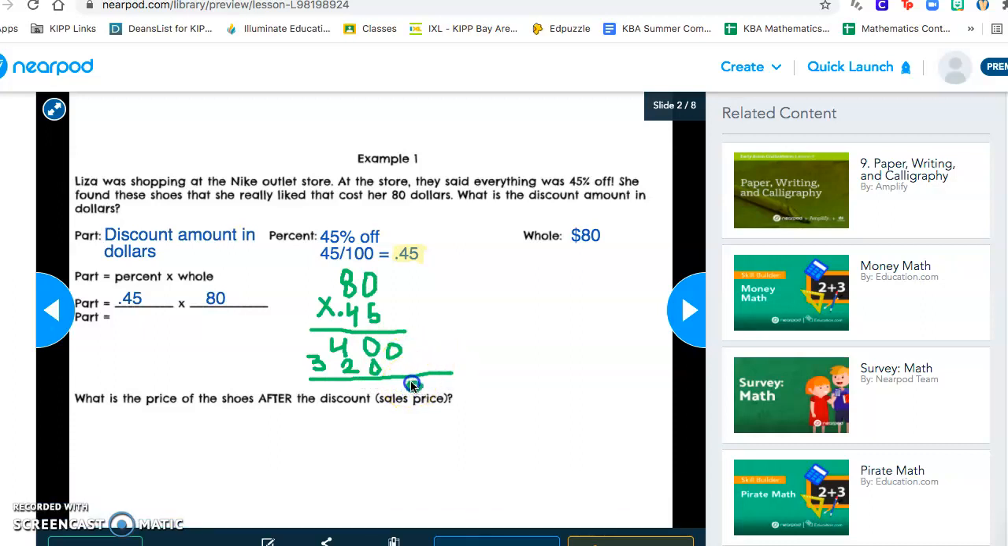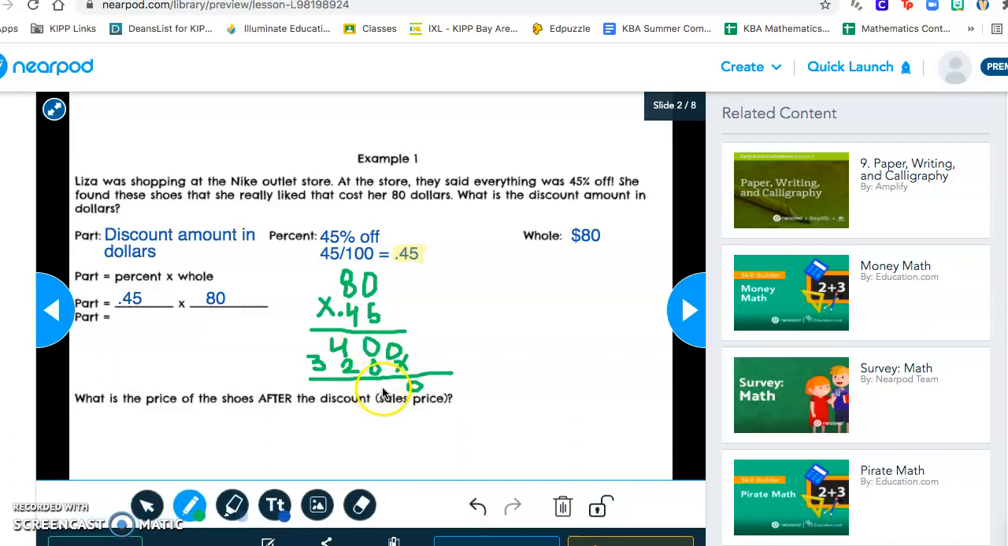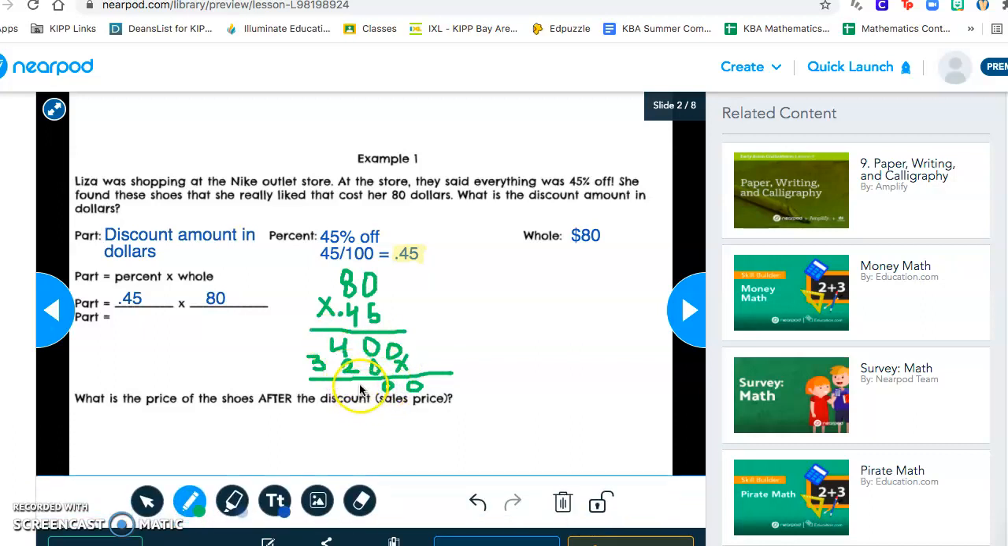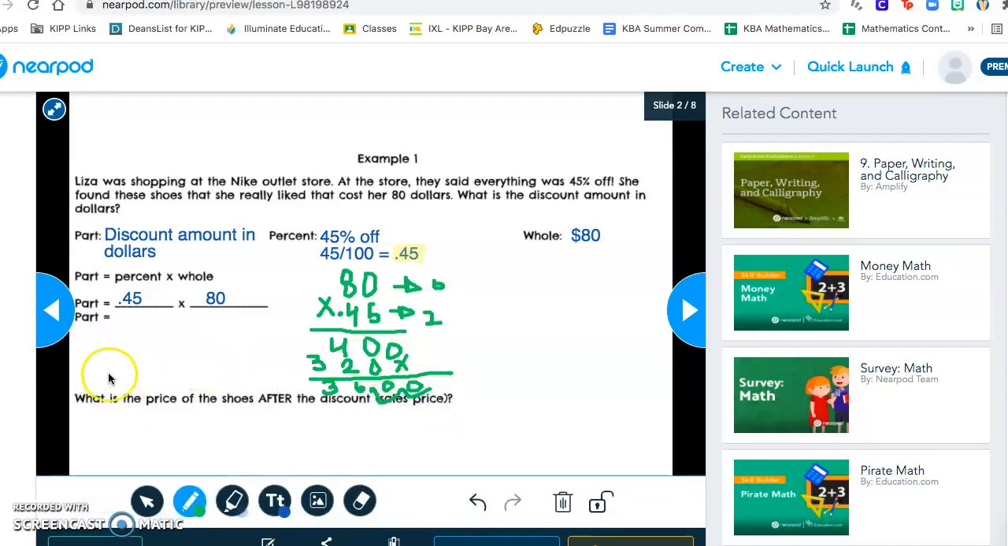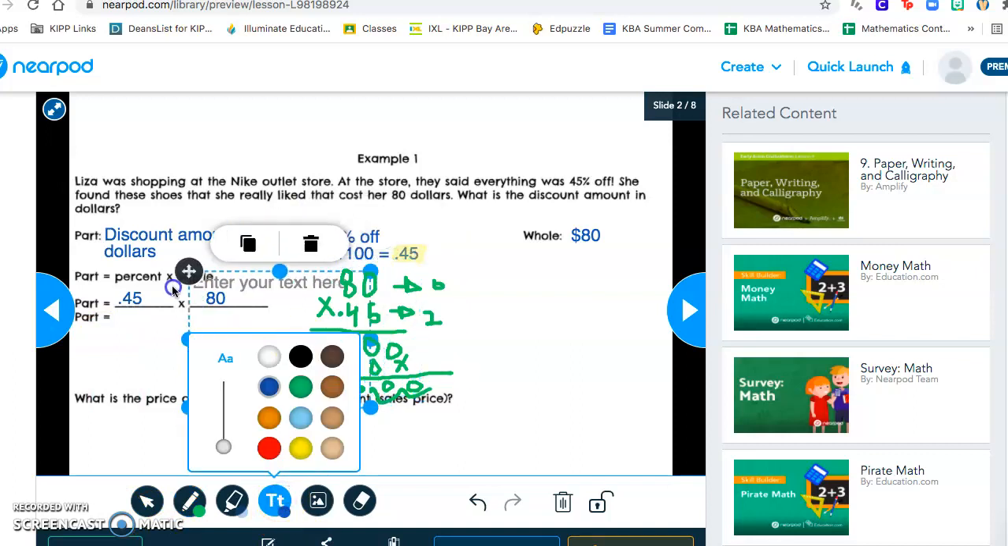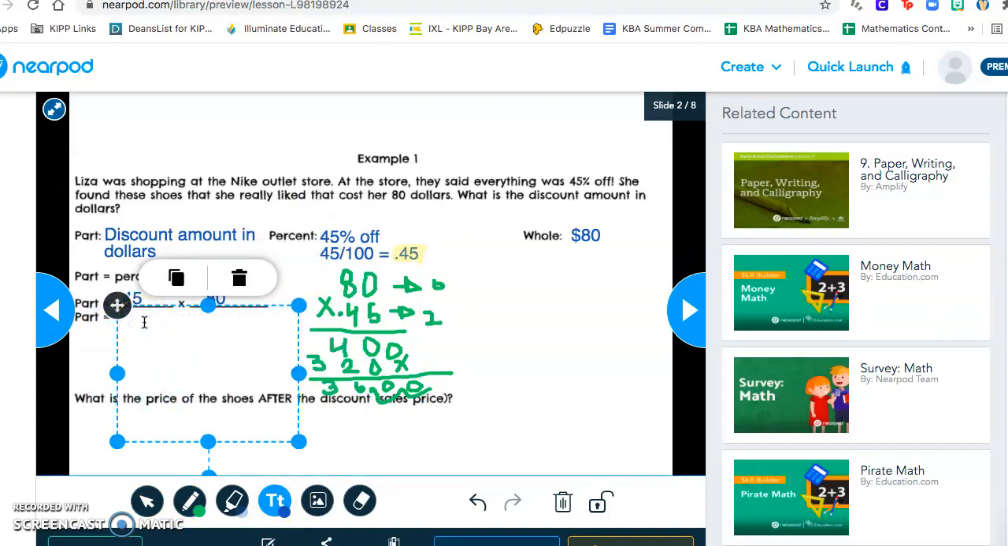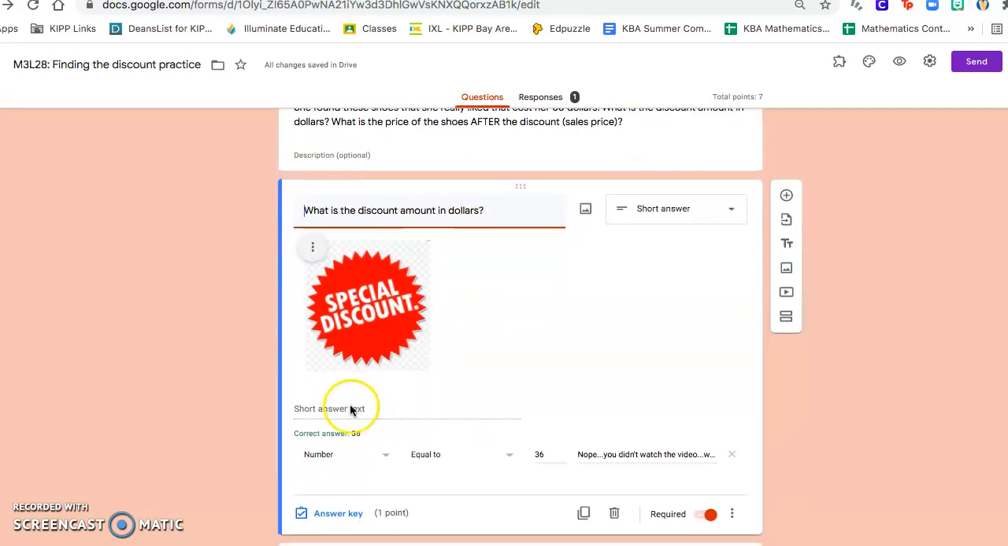So this gives me 0 because we shift place values. This gives me 0. This gives me 6. And this gives me 3. Okay. So there's two numbers behind the decimal here. No numbers behind the decimal, so what we get is $36. So what does that mean? So the part is $36, which means you get $36 off. So this is the discount, right? Because we found 45% of 80. So the discount is 36.